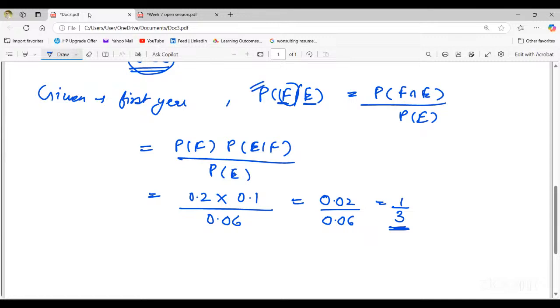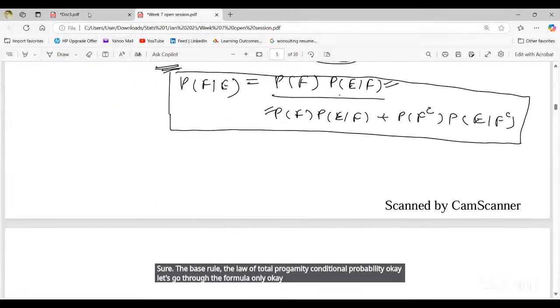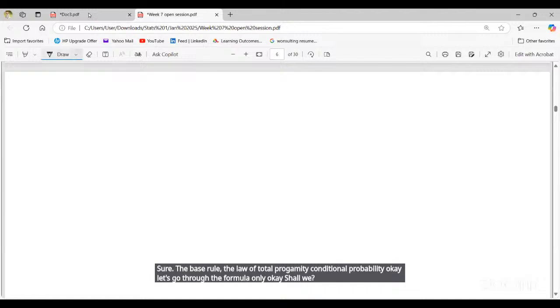Got the solution, everyone? Sure. Bayes rule, the law of total probability, conditional probability. Okay, let's go through the formulas. Shall we? Let's go through all the formulas.